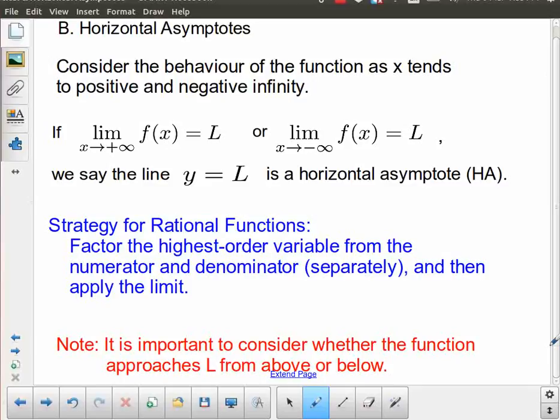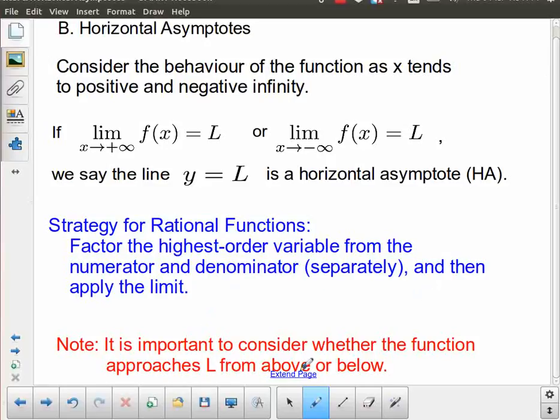Now, how do I determine horizontal asymptotes? In advanced functions, you learned how to do that by long division. You learned a couple of shortcut methods, but because we're going to be trying to do this as a limit, we want to be able to express this in a way that allows us to evaluate the limit. So the easiest way to do it, and it's going to be easier for you to understand this when you see it, is I factor out the highest order variable from the numerator and denominator and then apply the limit. And of course, I'm going to show you what that looks like.